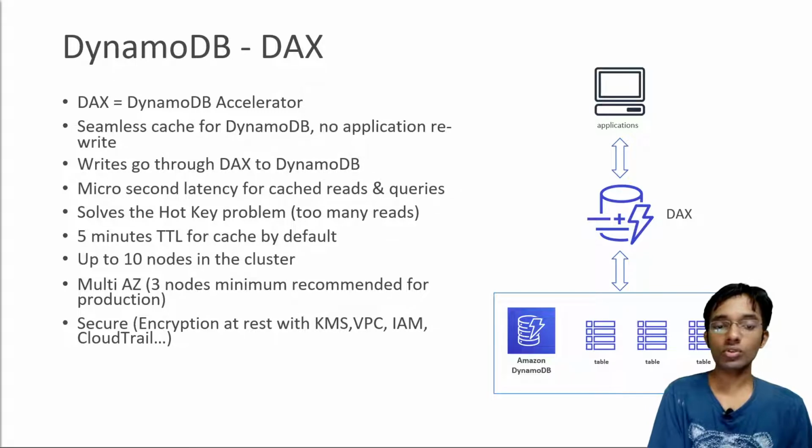You can get up to 10 nodes in the cluster, and it can be multi-AZ, in which case AWS recommends 3 nodes minimum for production. It's also secure: you get encryption at rest with KMS, and VPC integration, IAM, CloudTrail, and so on. And this is a default choice for a cache in DynamoDB. But we'll have a bit of a discussion on the write strategy right after. So the idea is your application wants to write to DynamoDB tables and read from them, and in the middle is going to be DAX, and it's going to be seamless for us, and it's going to cache the right rows and make sure we get the right performance where we need it.